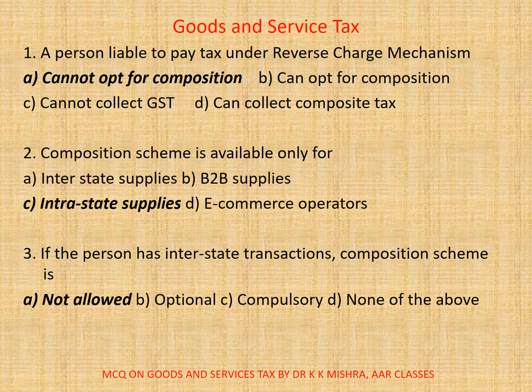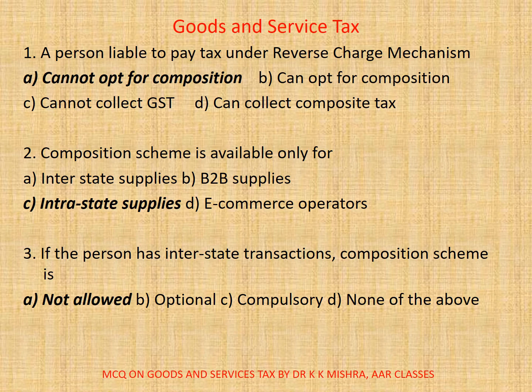Now, question number 2. Composition scheme is available only for, options are: A. Interstate supplies, B. B2B supplies, C. Intra-state supplies, D. E-commerce operators. The correct option is C, intra-state supplies.